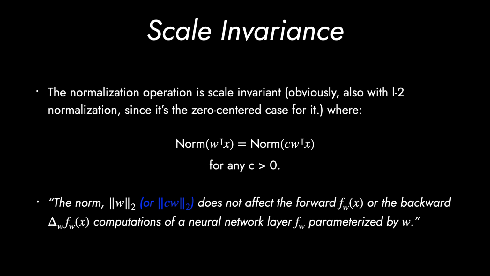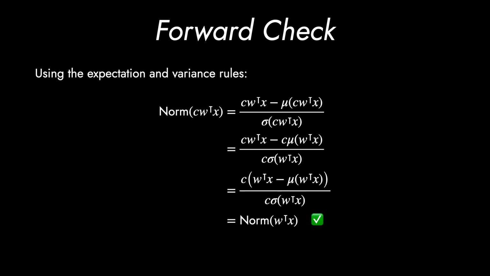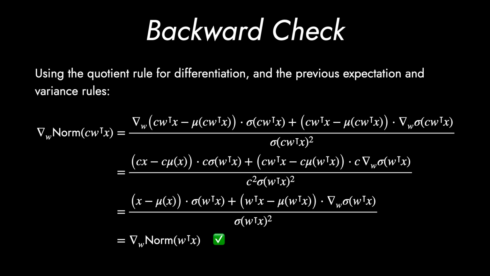An interesting property of normalization is scale invariance, where c is a scalar which scales the input, but it does not change the output due to the normalization effect. Even the backward operation does not change. If you really want to know the proof of invariance, please see this. And backward invariance can be shown easily using the quotient rule for differentiation.